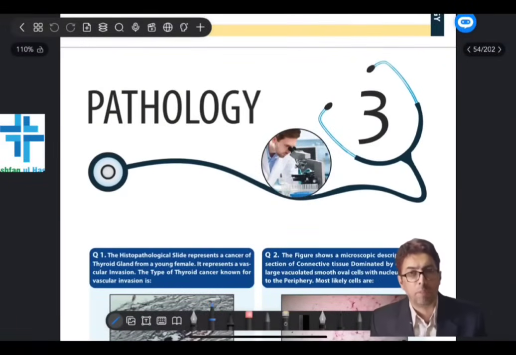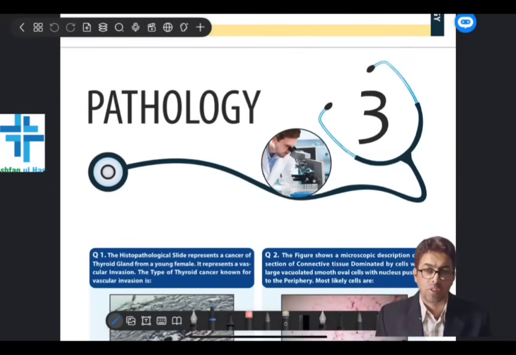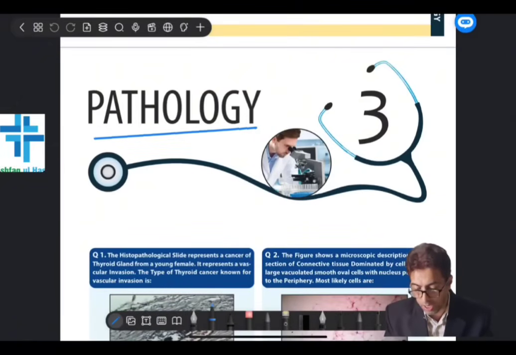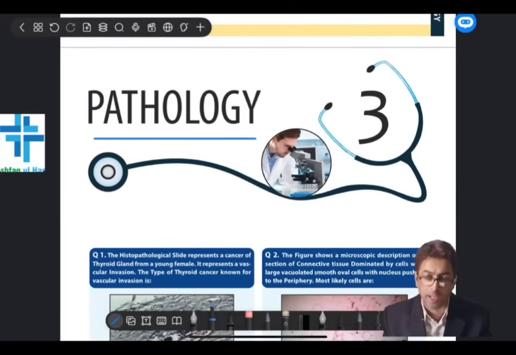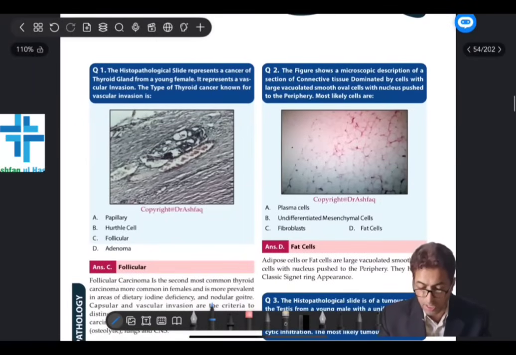Now, today we will be discussing some of the most important image-based questions from pathology, which have been frequently repeated in the last NEET PG, FMGE and INICET examinations. So, our topic of concern today is pathology. And as far as pathology is concerned, let's go through the questions which have been asked.